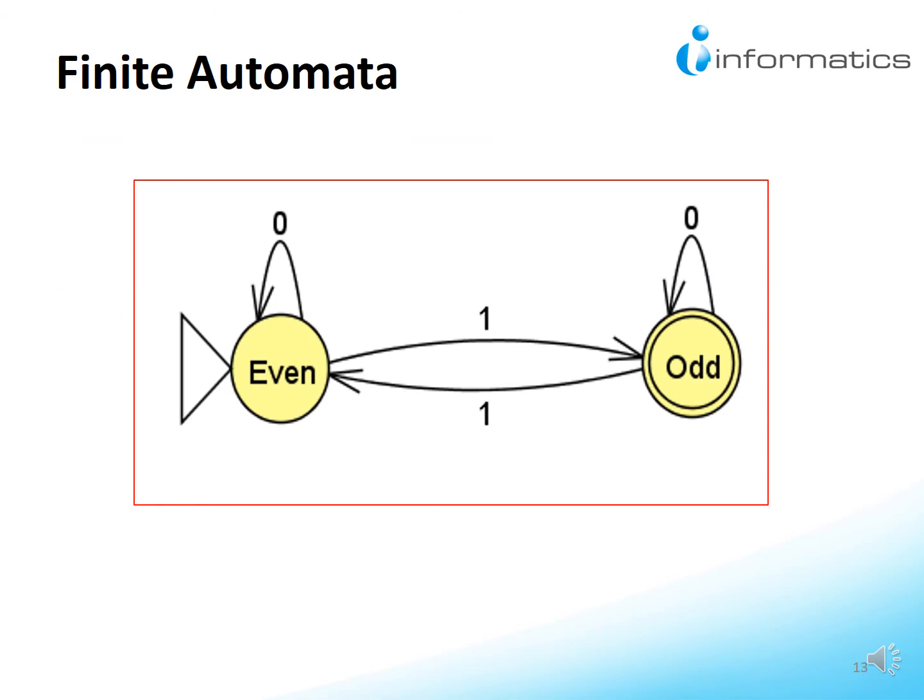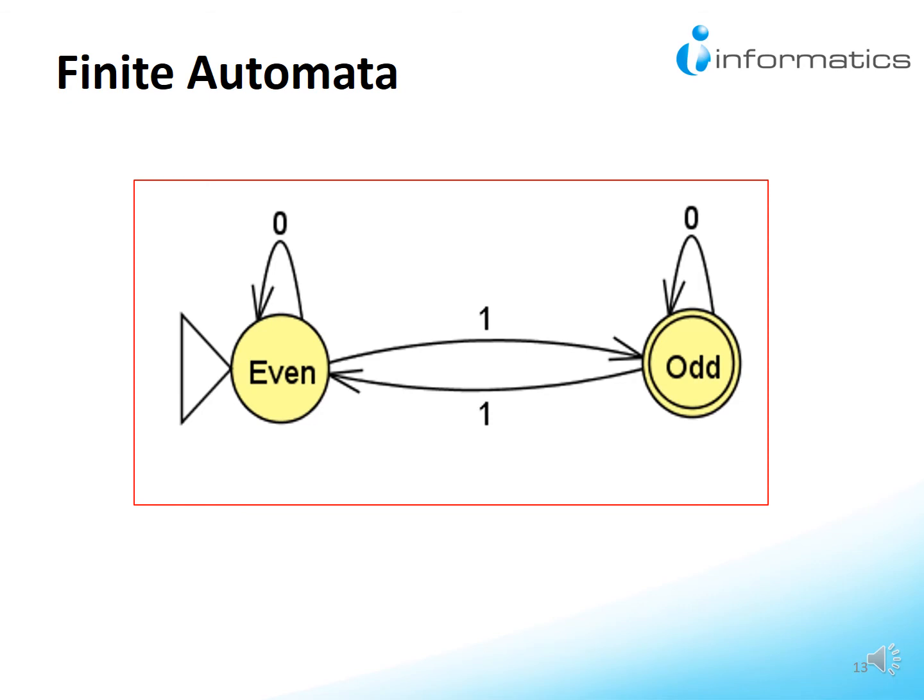This is a diagrammatic representation of a simple finite automaton. This machine has two states, even and odd. The even state is highlighted with a triangle, meaning it is the initial state. If we reset, the machine is in this particular initial state. This state odd, which is double framed, is called a final state.